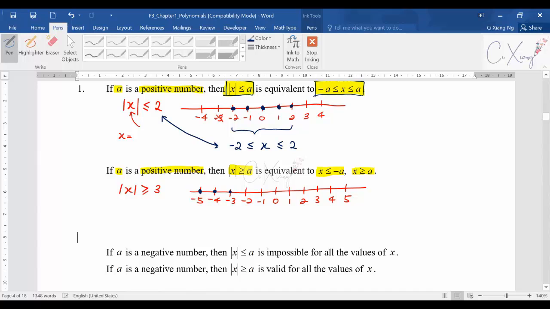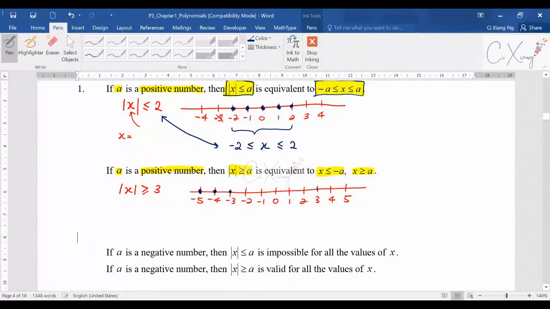Okay, next one. If you put in negative 2 into this inequality, so negative 2 modulus become 2. So 2 greater equals to 3, which is not true anymore. So the same thing happen, you put in negative 1, you put in 0, you put in 1, and you put in 2. All these numbers will not give you the correct inequality. That means didn't fulfill the inequality here.